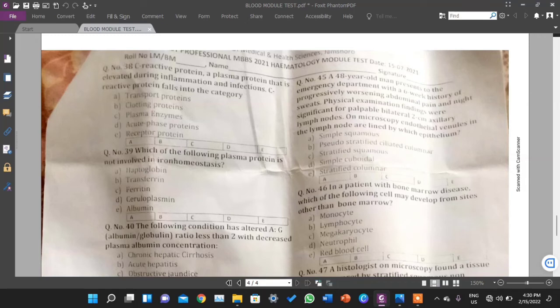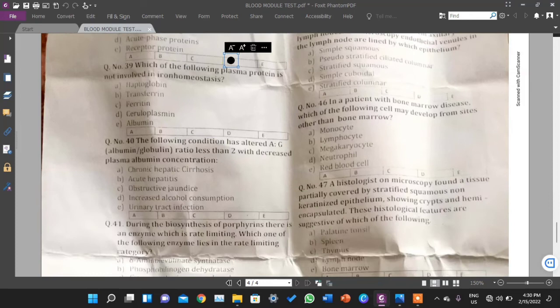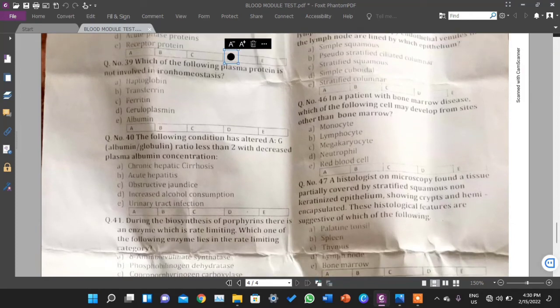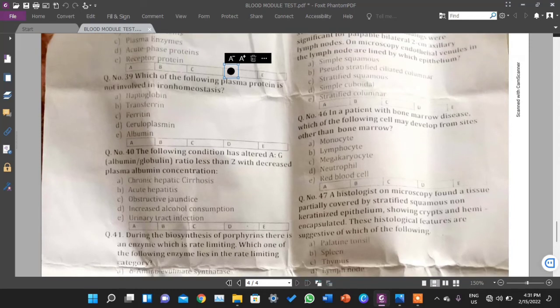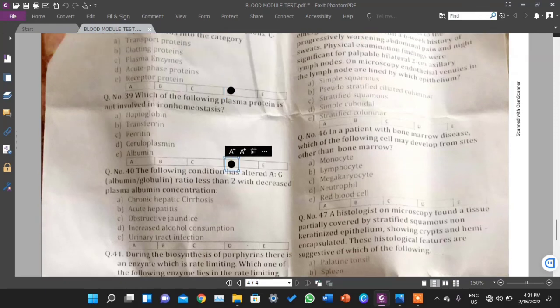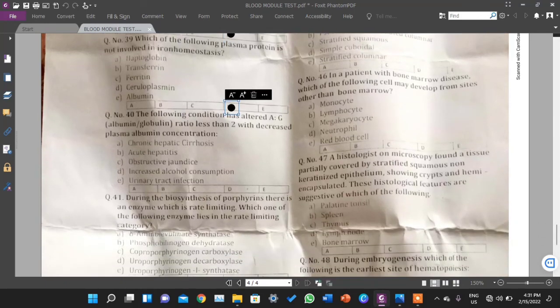So C-reactive proteins are from the category of acute phase proteins. Question number 39 says, which of the following plasma proteins is not involved in iron homeostasis? Haptoglobin, transferrin, ferritin, ceruloplasmin, or albumin? The ceruloplasmin is not involved in the iron homeostasis.